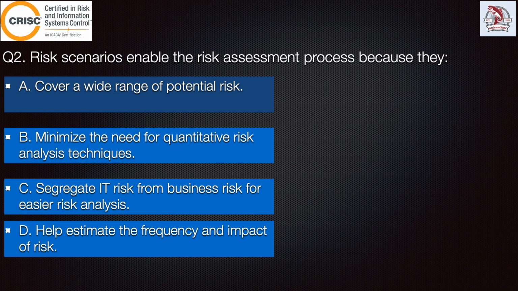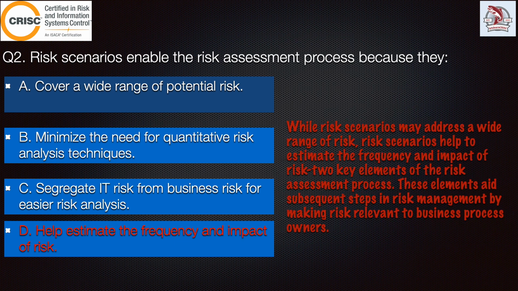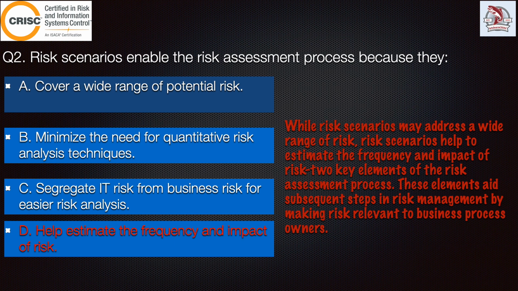The correct answer is option D, that is, help estimate the frequency and impact of the risk. Because while risk scenarios may address a wide range of risk, a risk scenario helps to estimate the frequency and impact of the risk, two key elements of the risk assessment process. These elements aid subsequent steps in risk management by making risk relevant to business process owners. Right? Let's discuss the other options which are incorrect.